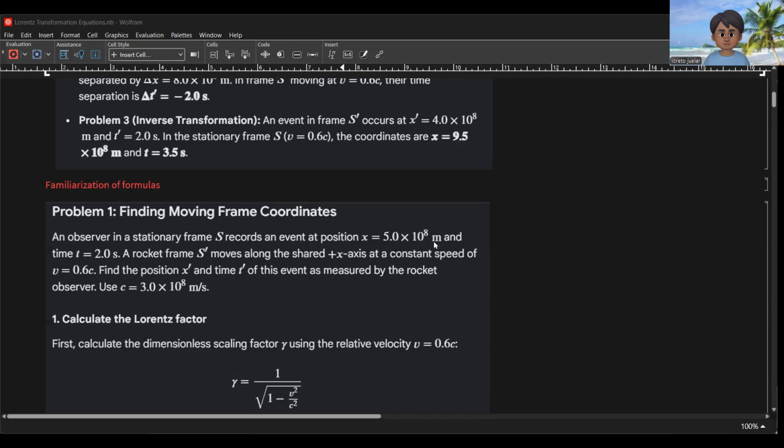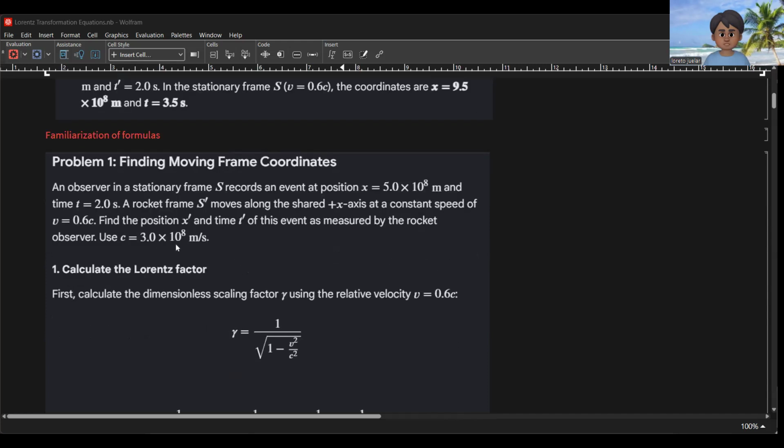An observer in a stationary frame S records an event at position x equal to 5 times 10 to the 8 meters, and at time t equal to 2.0 seconds. The rocket frame S prime moves along the shared positive x-axis at a constant speed of 0.6 of the speed of light. Find the position x prime and t prime of this event as measured by the rocket observer. Use c equal to 3 times 10 to the 8.